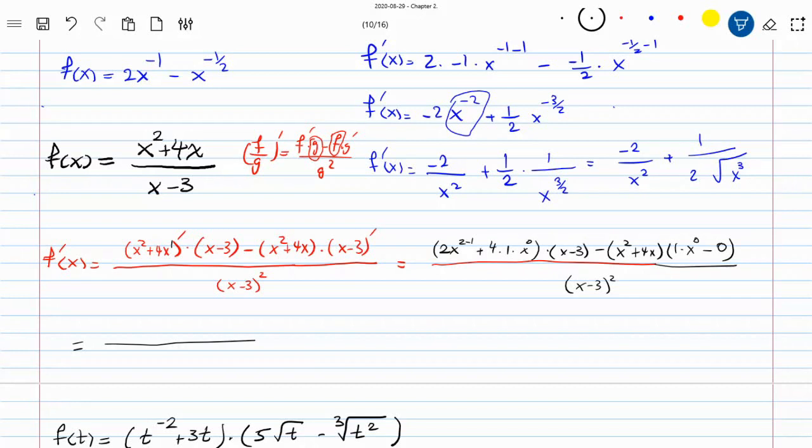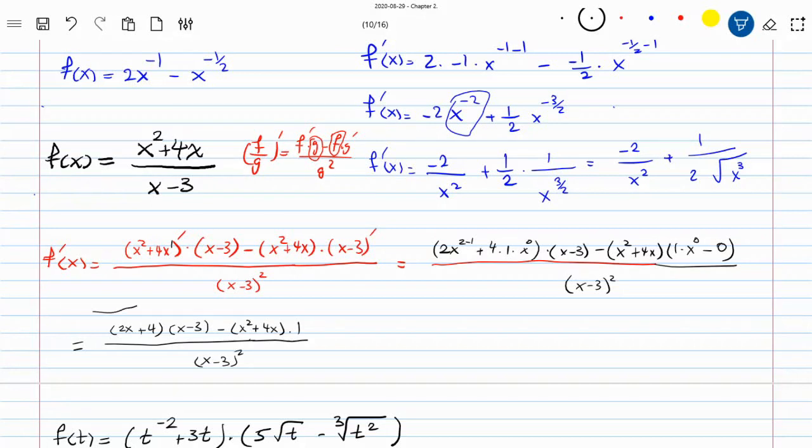I can calculate and say this is 2x plus 4, x to the power 0 is 1, times x minus 3, minus x squared plus 4x times the derivative of x minus 3, which is 1 times x to the power 0, simply 1. I'll divide by x minus 3 squared.